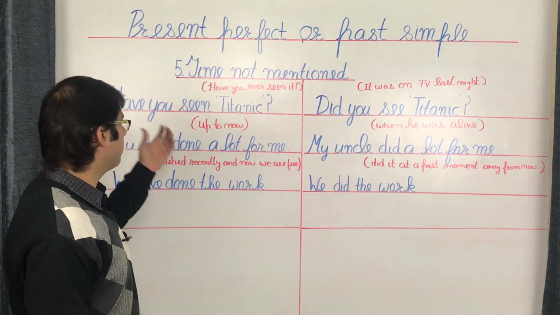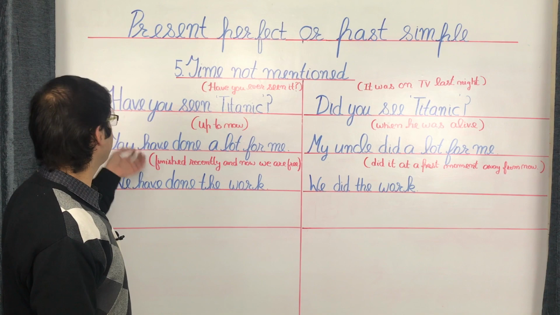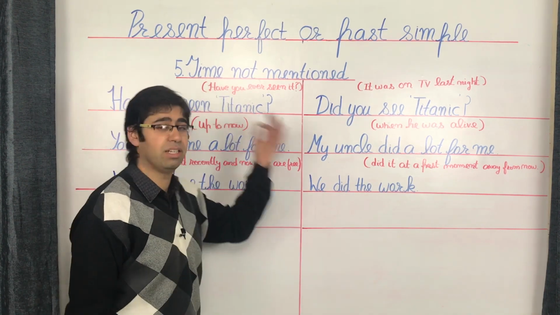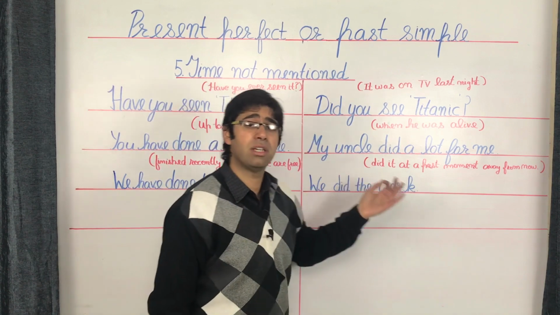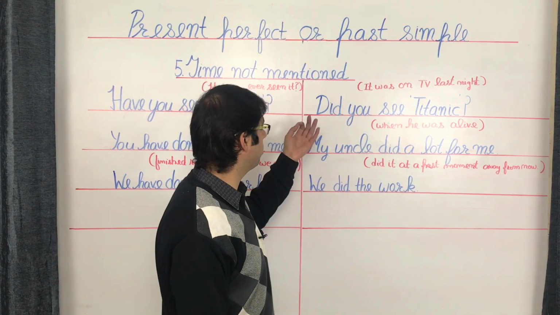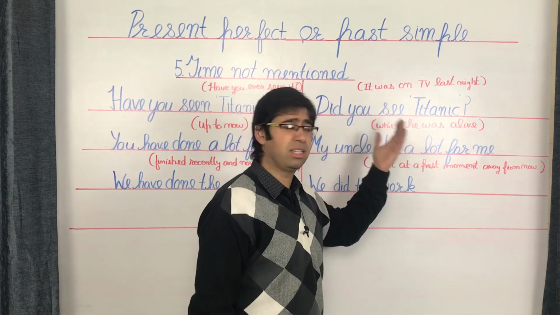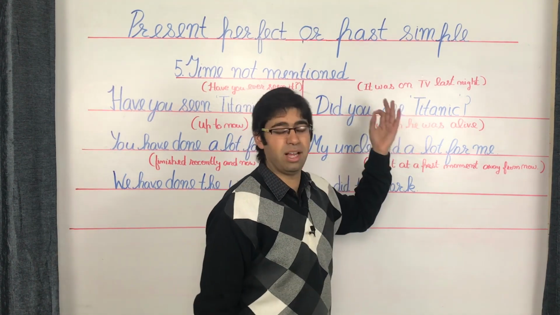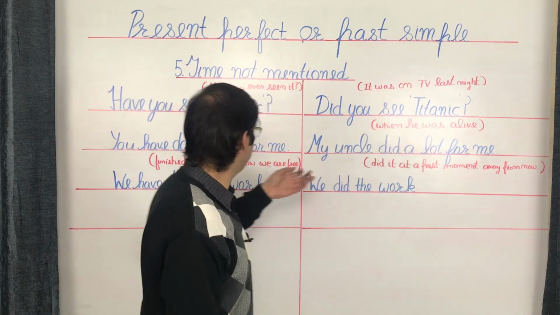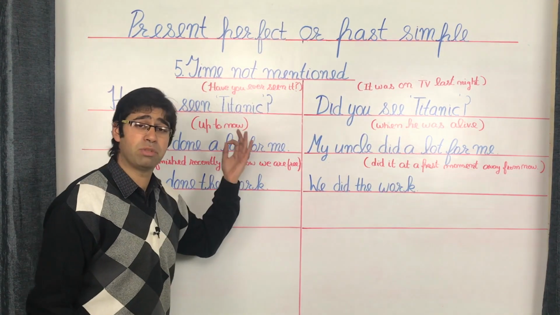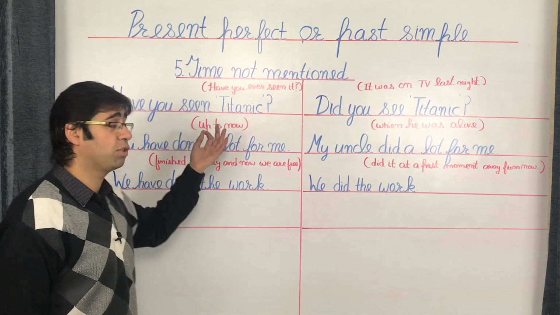We've got the first sentence in the present perfect on the left, which is, "Have you seen Titanic?" And this goes on to imply, have you ever seen it? Nonetheless, if you see the same sentence in the light of the simple past, you've got the same sentence as, "Did you see Titanic?" And this perhaps gives the indication that it was on TV last night. Let's take another example. You've got a present perfect, "You have done a lot for me," which means that you have done a lot for me up to now.